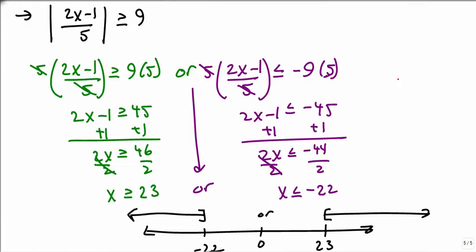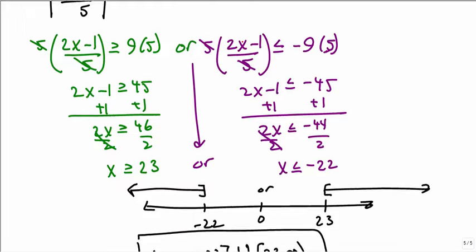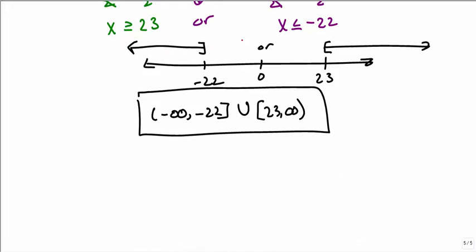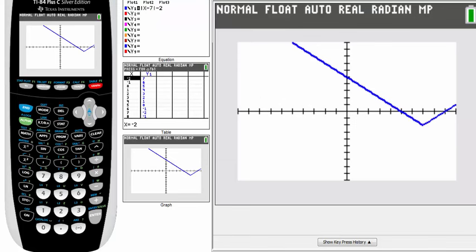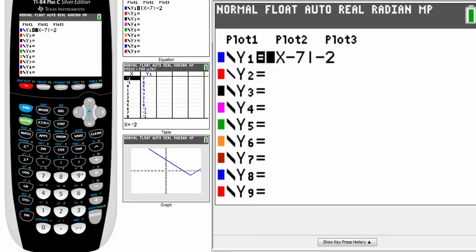So using that same idea, let's go ahead and graph the absolute value of 2x minus 1 all over 5 is greater than or equal to 9. So the absolute value of 2x minus 1 all over 5 minus 9 is greater than or equal to 0. So that means we're looking for where this graph is above the x-axis because I have the greater than or equal to 0 case. So let's look at y equal.